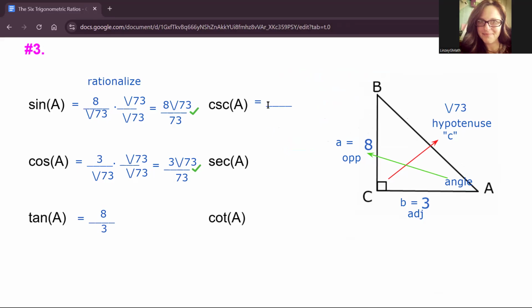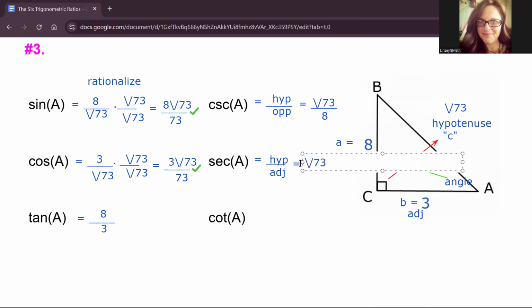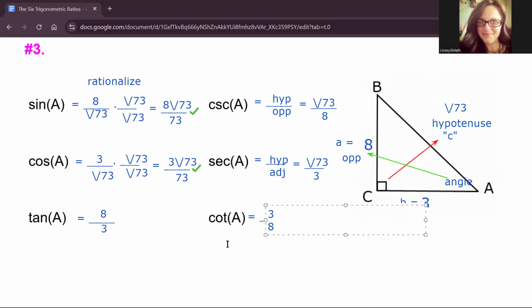The reciprocal of sine is cosecant, hypotenuse over opposite. Our hypotenuse is the square root of 73. The opposite side of angle A is 8. Secant, the reciprocal of cosine, hypotenuse over adjacent. We get the hypotenuse, the square root of 73, and the adjacent side of angle A is 3. And cotangent, adjacent over opposite, 3 over 8.